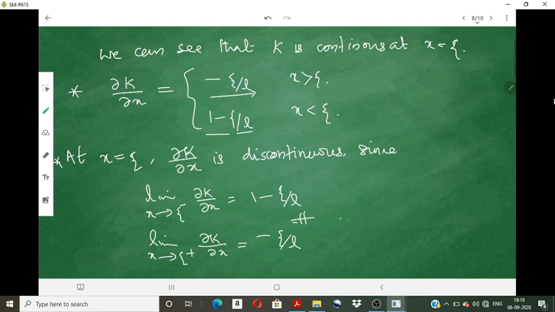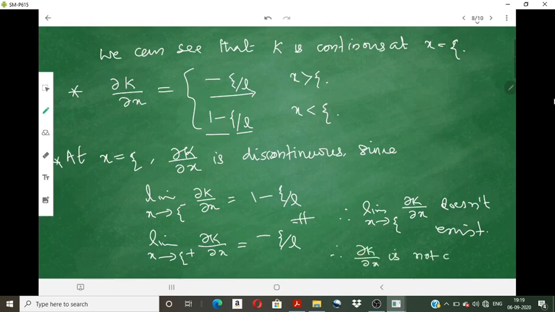So, therefore, limit x tends to theta of ∂k/∂x does not exist. Does not exist means the left hand limit and right hand limit both exist, but they are not equal. That is why the limit does not exist, and hence ∂k/∂x is not continuous at x equal to theta.